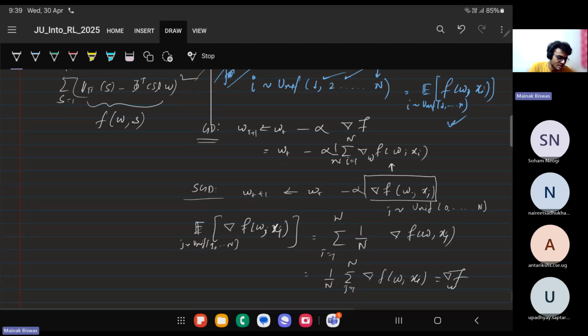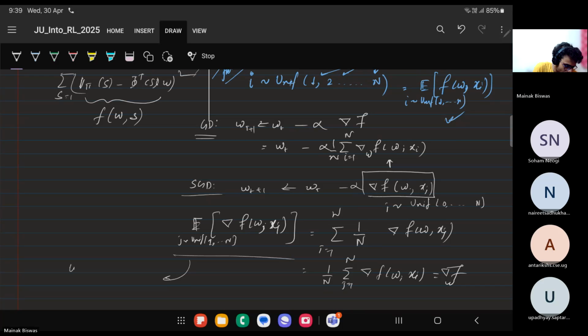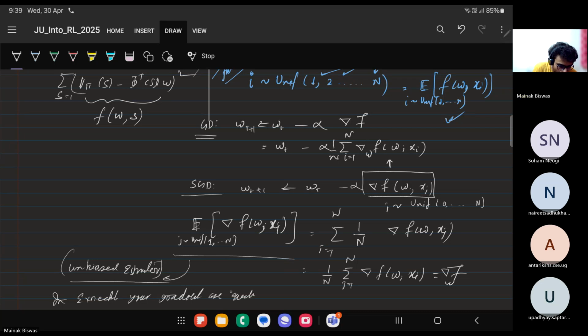So this is called an unbiased estimator. In expectation, your gradients are equal to the total gradient of GD. Any questions before we go on to the implementation of the TD0 algorithm? Any questions?